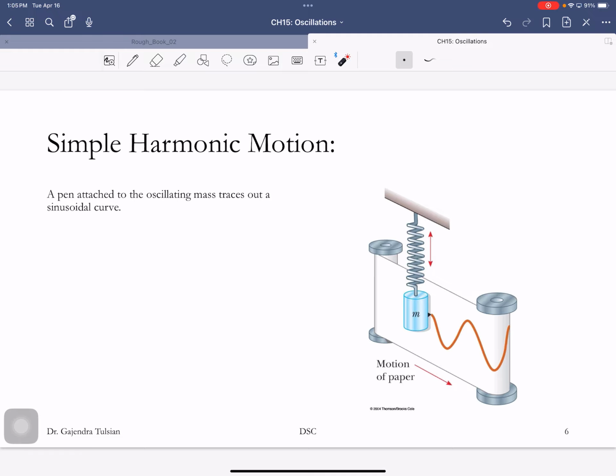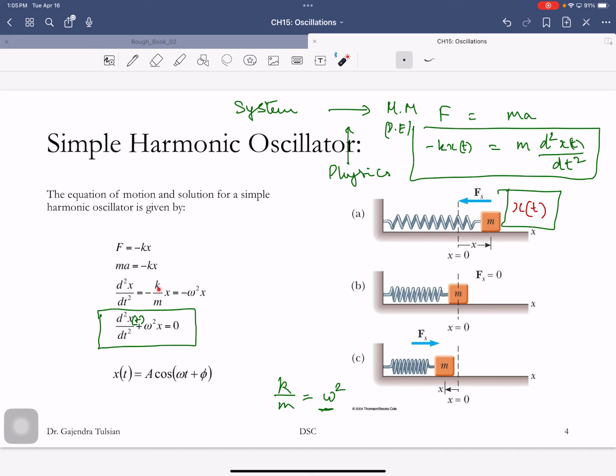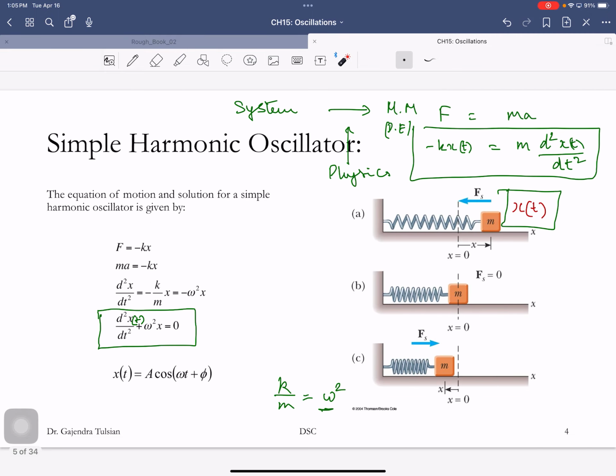All right, so this is a physical demonstration. What we are trying to show is that this is all real. You can get this paper to move at a constant speed. You get this mass to oscillate, attach a pen there, and what you'll see is you'll get a sine or a cosine graph, showing you that this thing is physical.